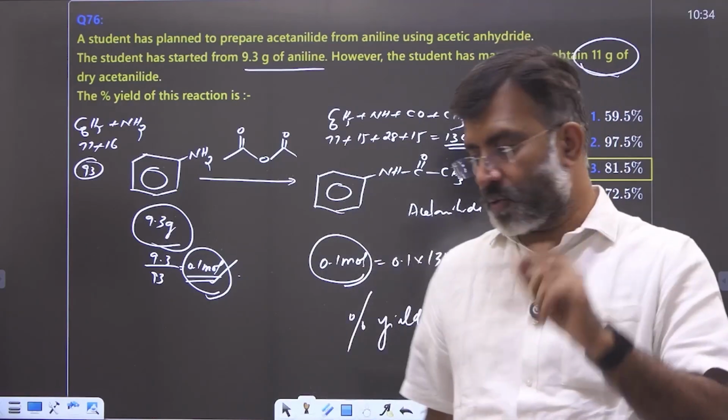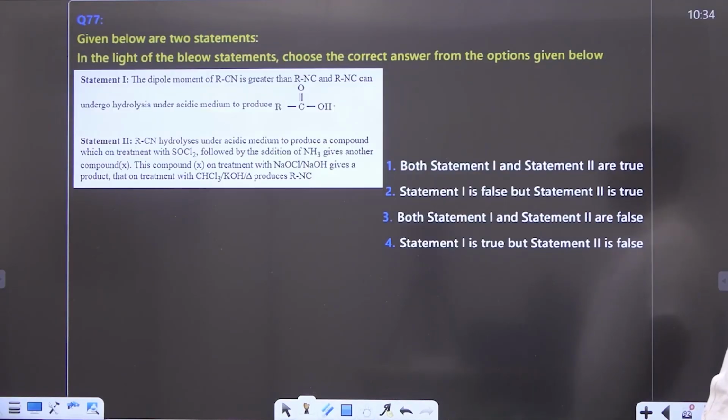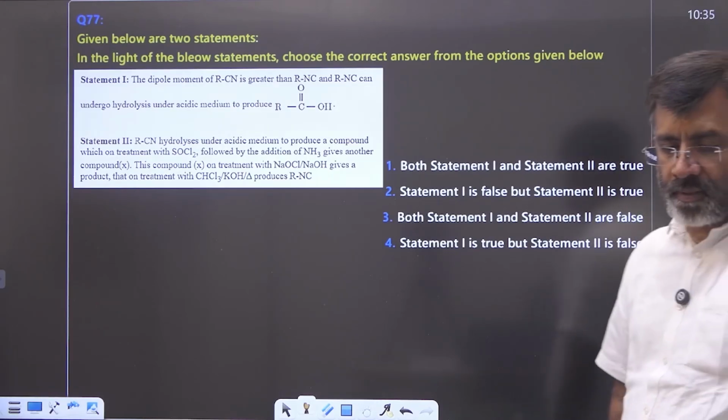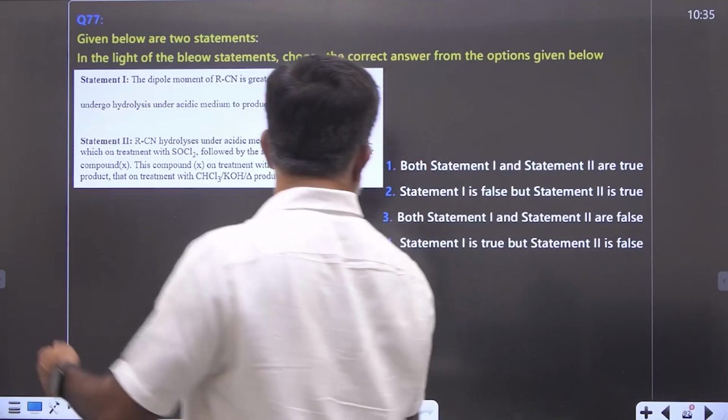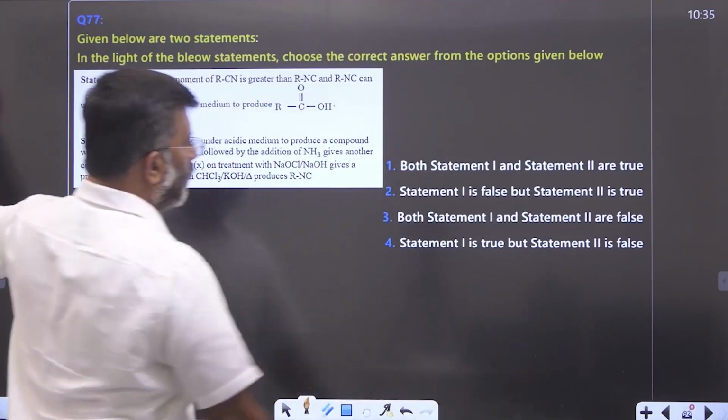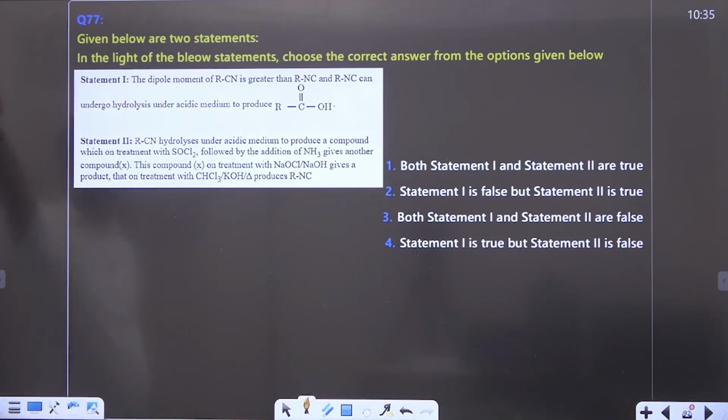Right. Next question. Given below are two statements. Two statements are given. We need to verify that. First statement: the dipole moment of RCN is greater than RNC, and RNC can undergo hydrolysis under acidic medium to produce RCOOH.